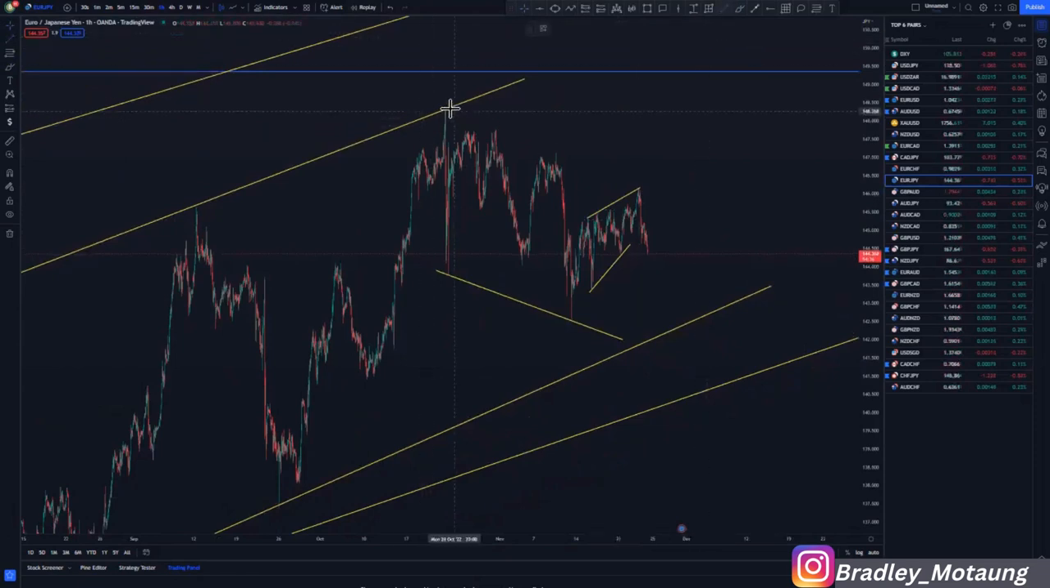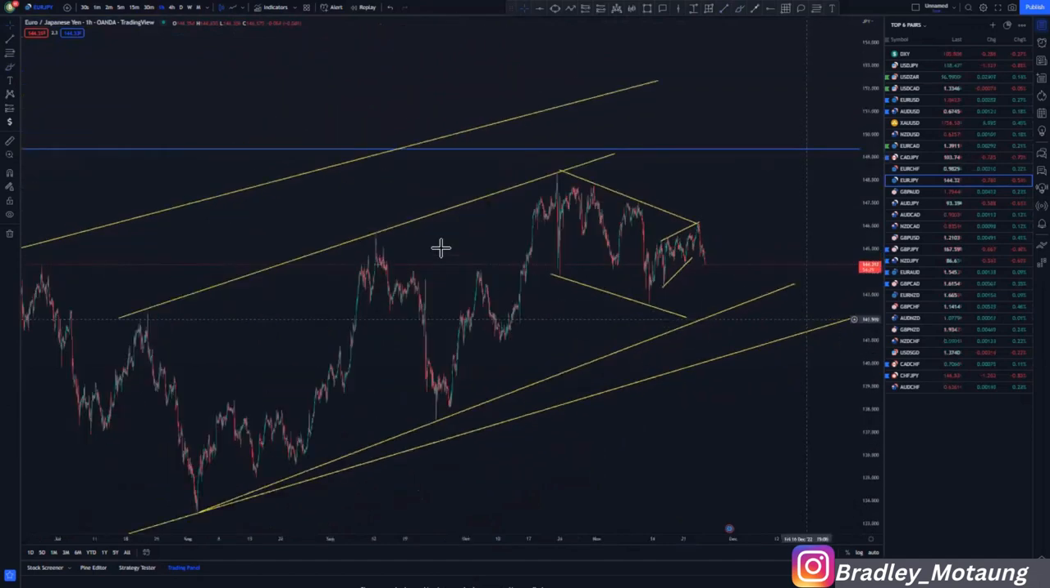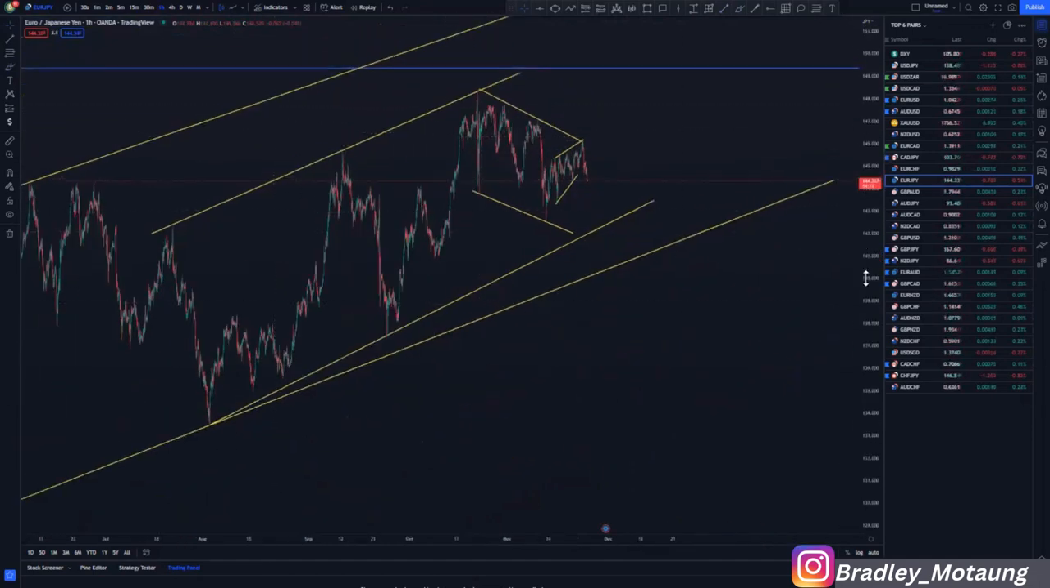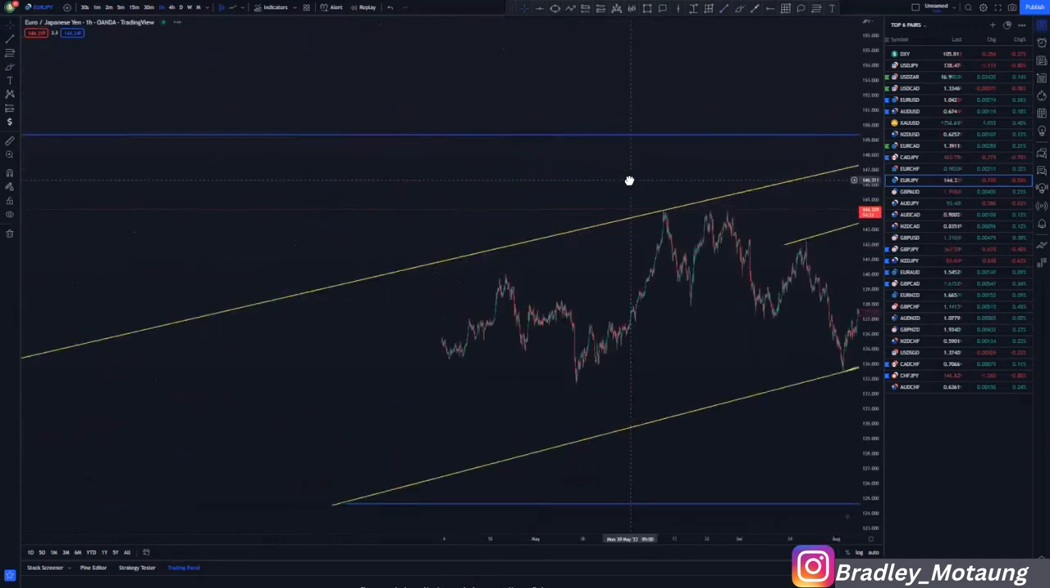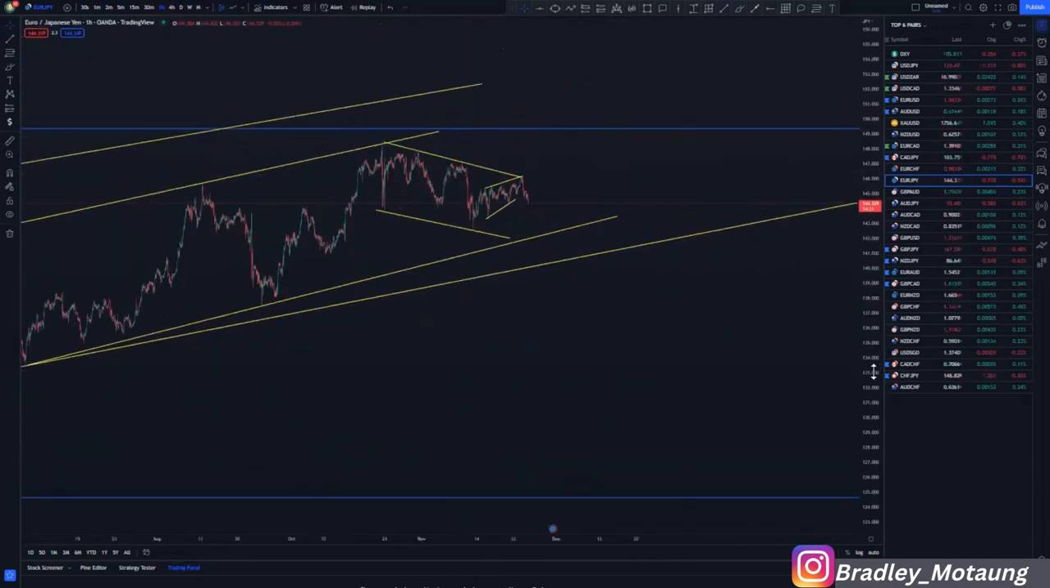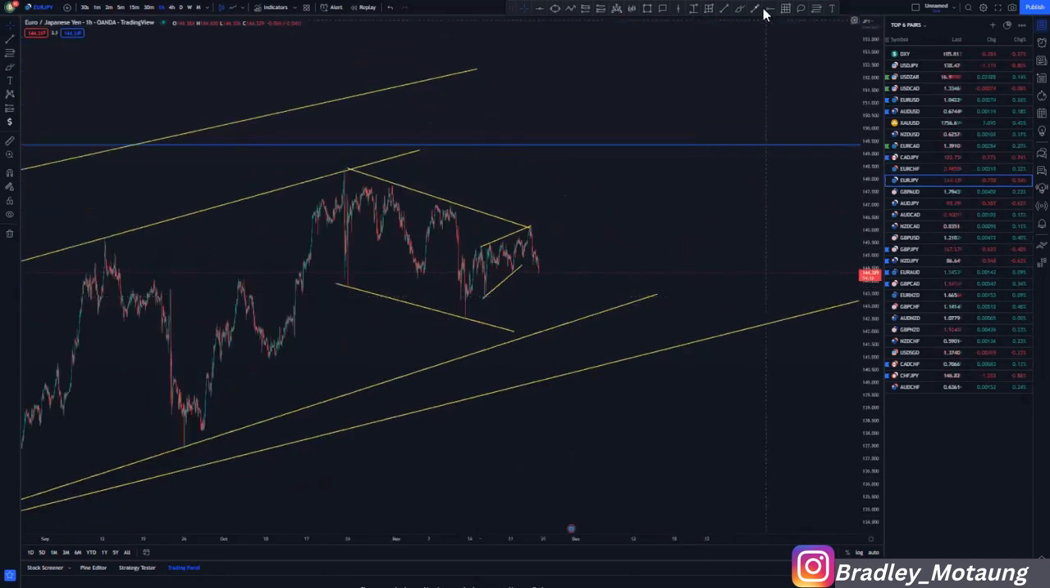It's very, very corrective at this point. So what will happen is that we can get a clear pushback around this point, and then we look for those selling opportunities around there.